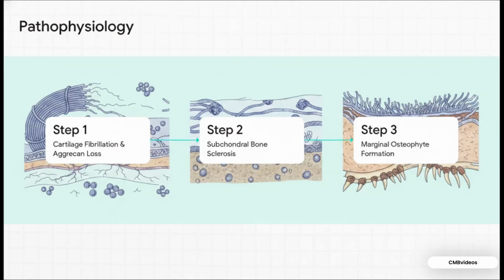Microscopically, this breakdown happens in a very predictable cascade. First, the tightly woven collagen matrix starts unfurling. It loses key structural proteins, creating deep vertical clefts on the surface. We call that fibrillation. Because the cartilage loses its bounce and compressive stiffness, the underlying subchondral bone takes the absolute brunt of the impact, becoming hardened or sclerotic. Finally, new bone sprouts at the joint margins, forming osteophytes. You probably know them better as bone spurs.